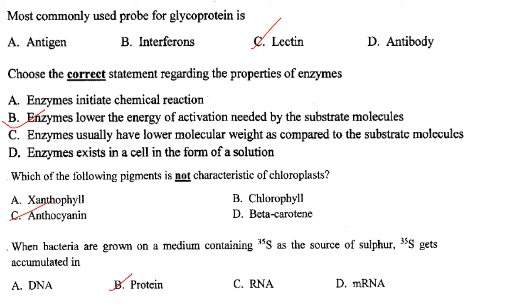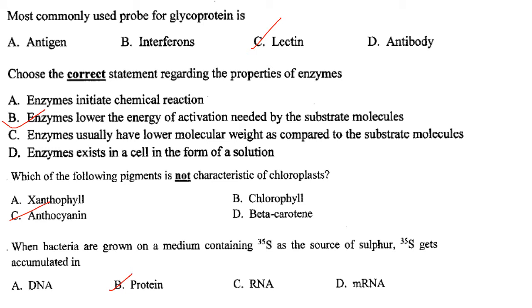We will see the others. Enzyme usually have low molecular weight as compared to the substrate molecules. Then next one, enzyme exists in the cell in the form of solution. Enzyme exists in the cell in the form of colloids. So answer is option B.